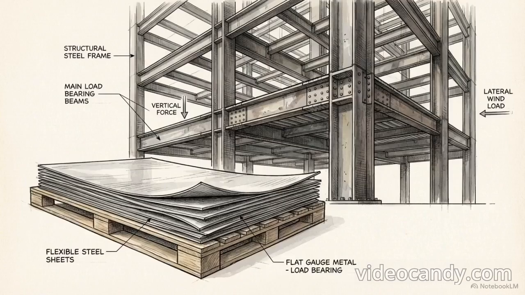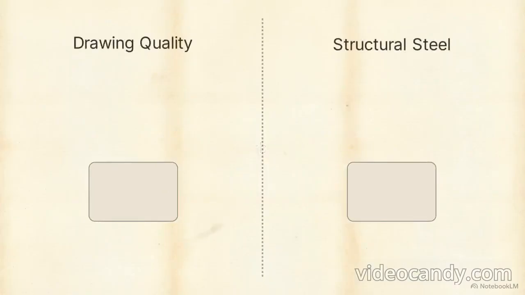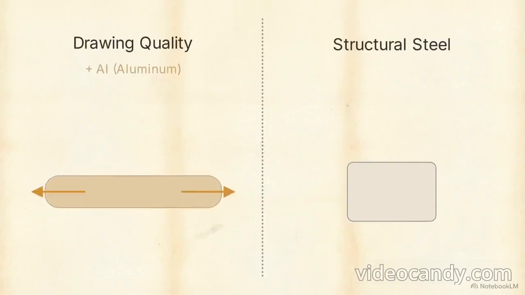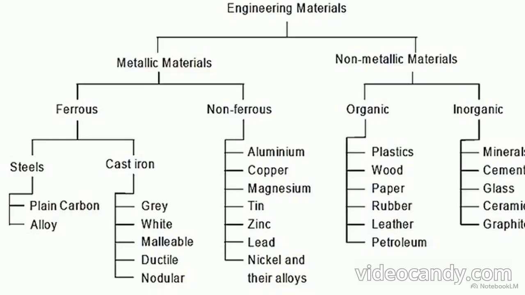Plain carbon steels are further classified by their carbon percentage. Low carbon or mild steel contains less than 0.30% carbon and is used for everything from flat sheets to structural beams. We adjust the material's properties by altering the chemical recipe. Adding aluminum creates drawing quality steel for stretching, while increasing manganese improves the strength of structural steel.